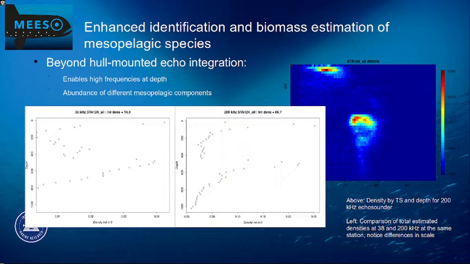The graphs shown here show a comparison of vertical density profiles obtained with two different frequencies at the same station, documenting much higher densities of small or weak scatterers at depth in the high frequency data than in the low frequency data. This means that we have the opportunity to observe more mesopelagic components the more frequencies we add, meaning we get a fuller picture of what is actually there. It may also mean that we get a chance to observe the distribution of both predator and prey components, enabling ecological studies.